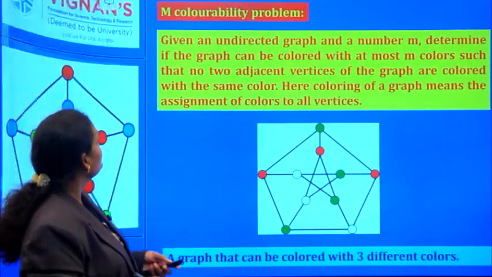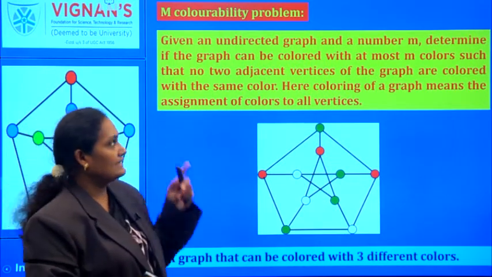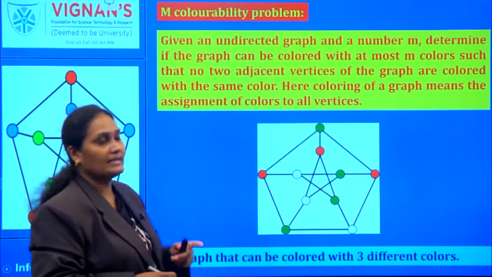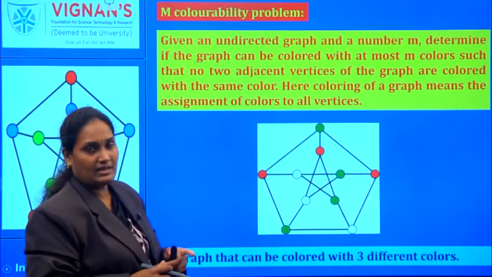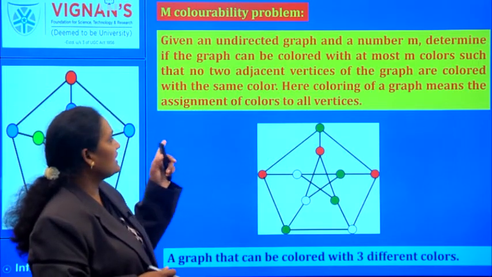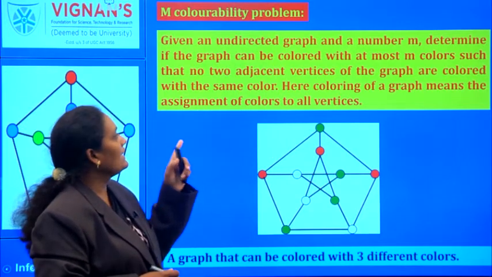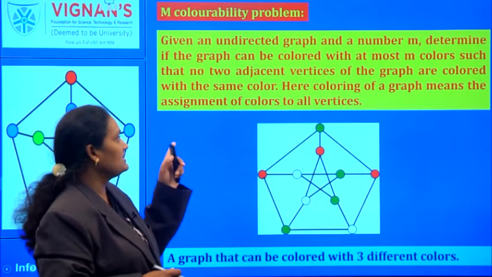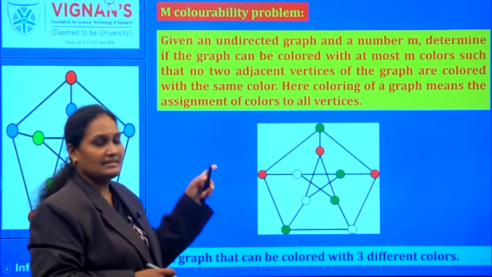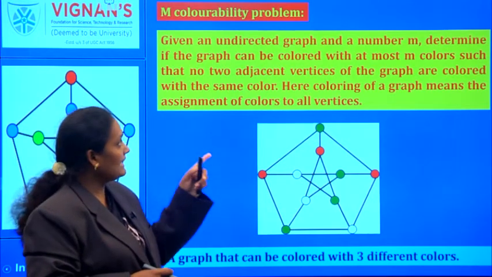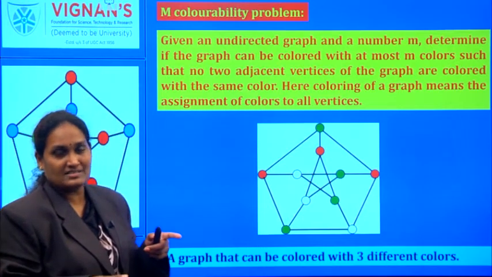Now, coming to the m colorability problem. What is the m colorability problem? Given an undirected graph and also an integer number m, determine if the graph can be colored with at most m colors such that no two adjacent vertices of the graph are colored with the same color. That is, we need to determine whether the given graph can be colored with at most m colors, that is, a maximum of m colors that we can use.